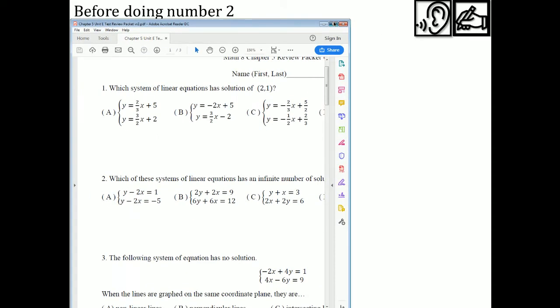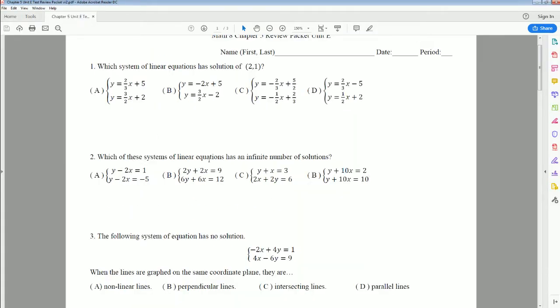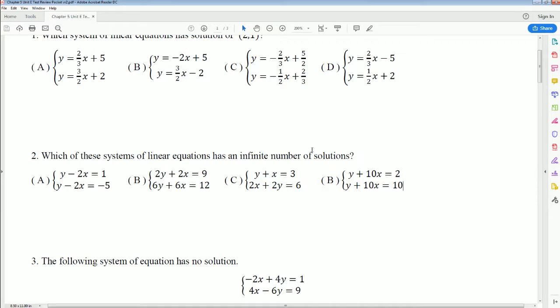Next, number 2 was right here. It says, which of these systems of equations has an infinite number of solutions? I would like to explain to you what an infinite number of solutions is first.